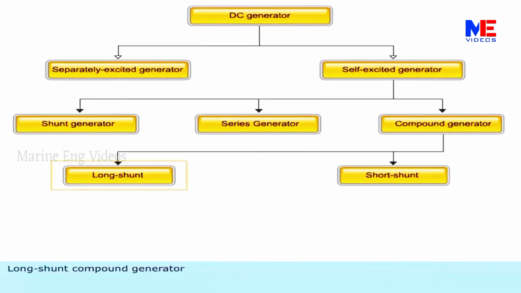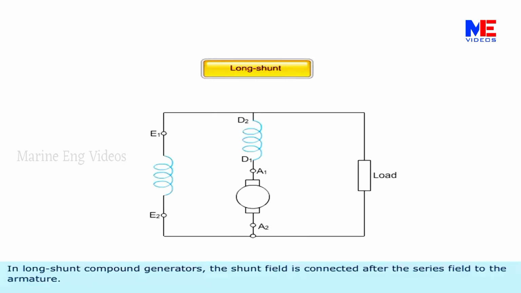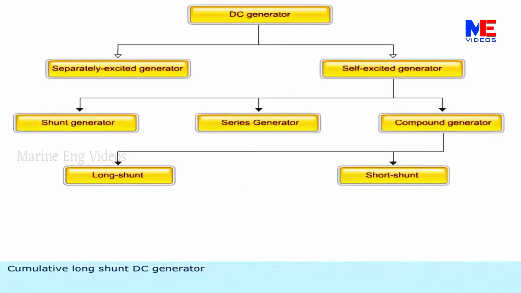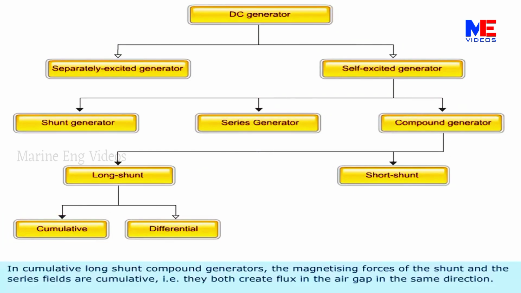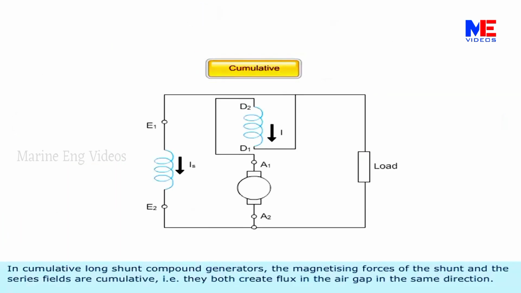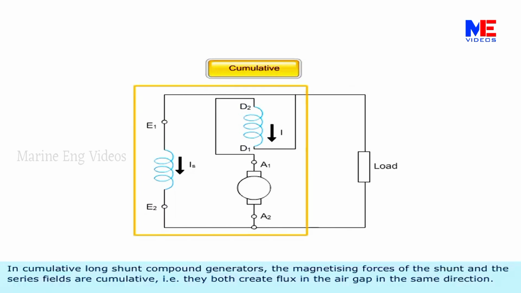Long shunt compound generator. In long shunt compound generators, the shunt field is connected after the series field to the armature. Cumulative long shunt DC generator. In cumulative long shunt compound generators, the magnetism forces of the shunt and the series fields are cumulative, that is, they both create flux in the air gap in the same direction.